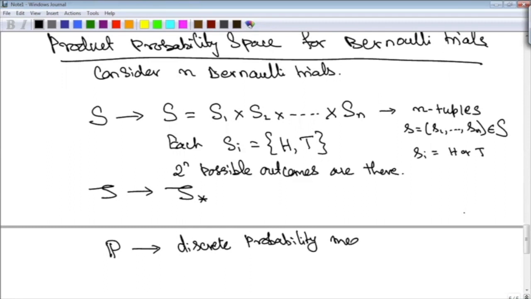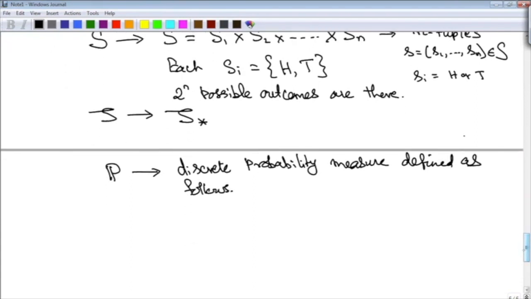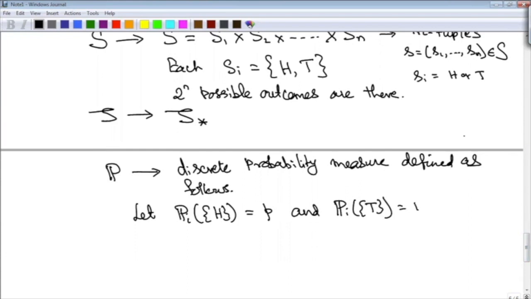Discrete probability measure is defined as follows. Let the probability of head be P, and therefore the probability of tail will be 1 minus P. That is very clear, for i equal to 1 to n.